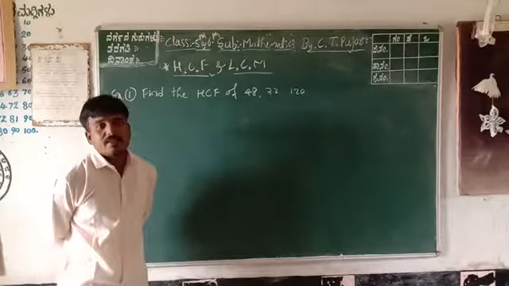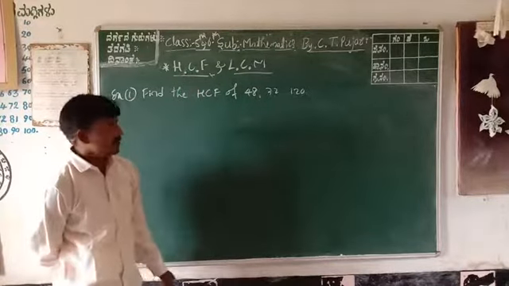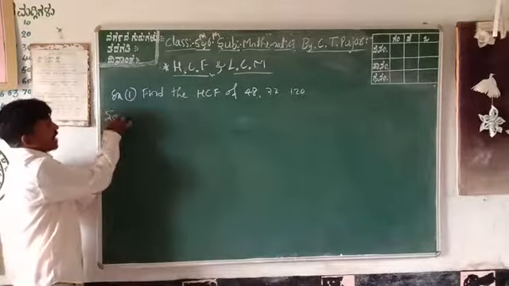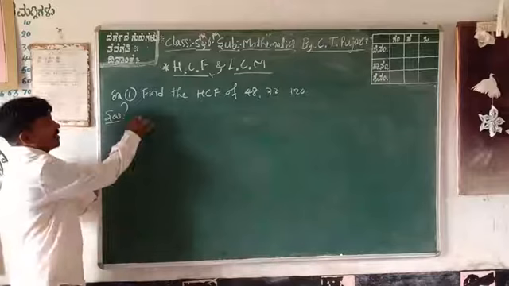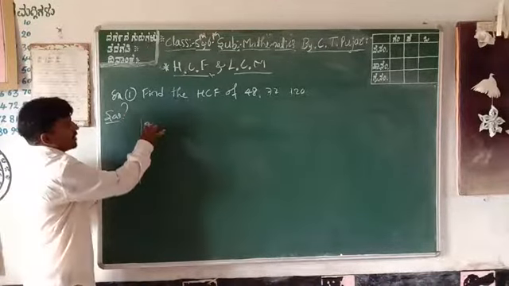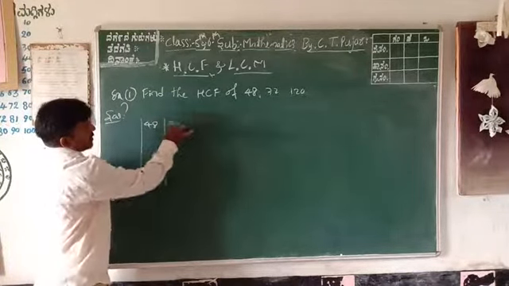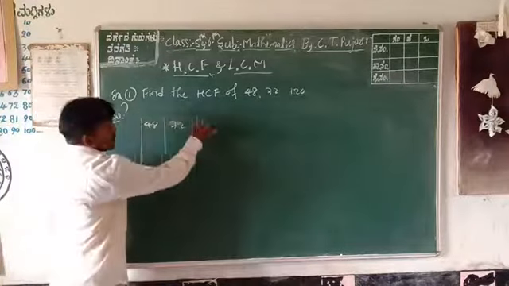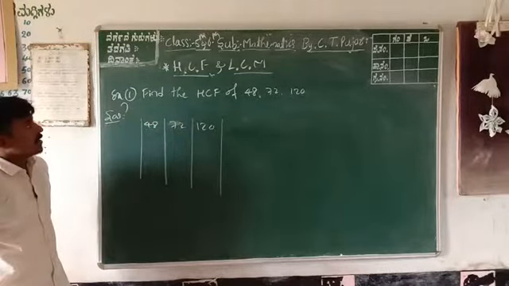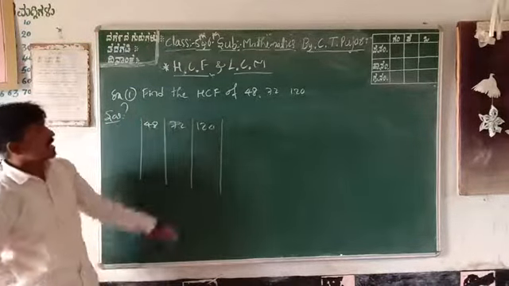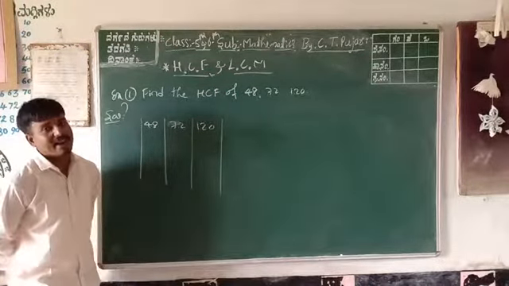We can find the HCF by many methods. HCF is the highest common factor. The first method is very easy. Write 48, next 72, and 120. These are the three terms. You can find the HCF as well as the LCM this way, no problem.